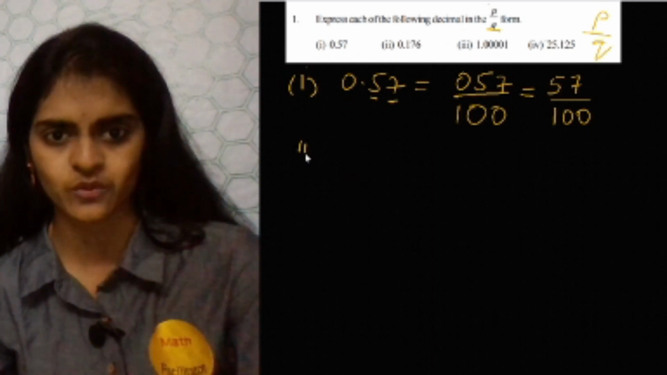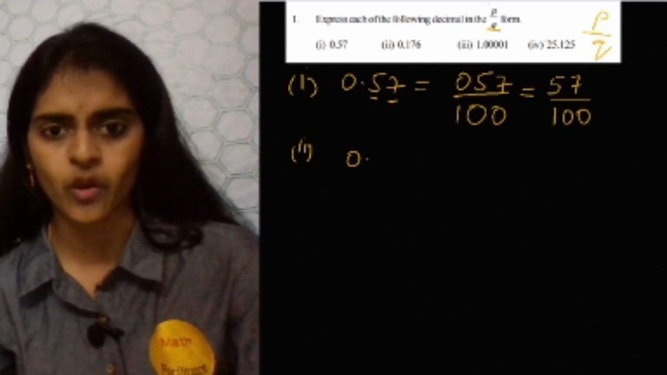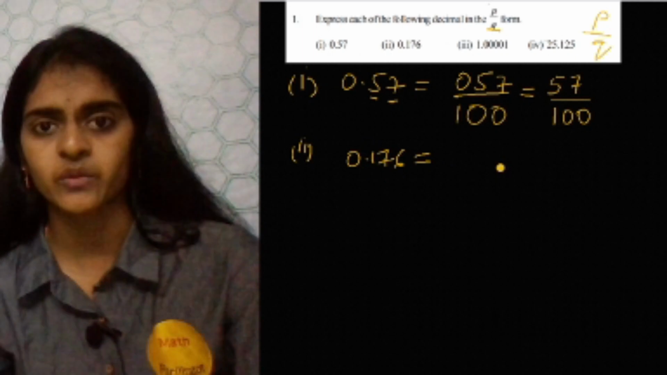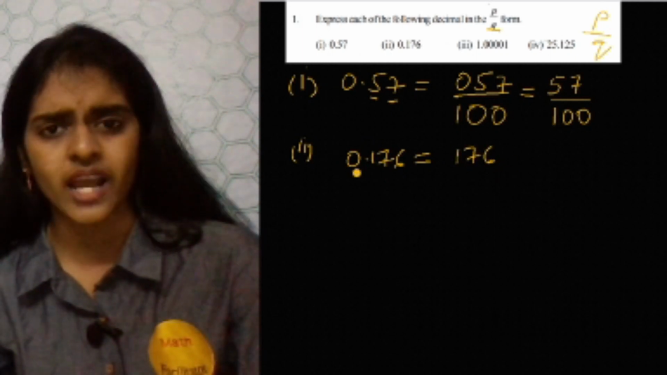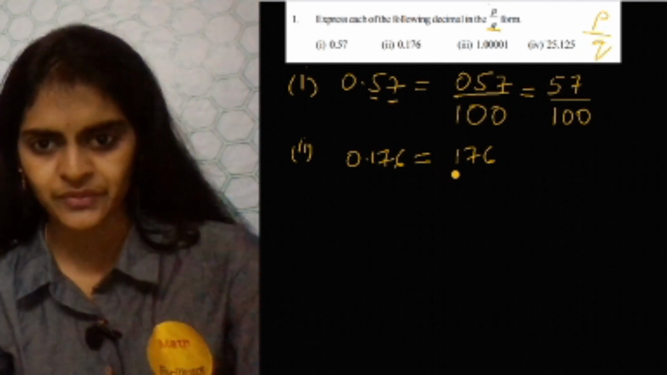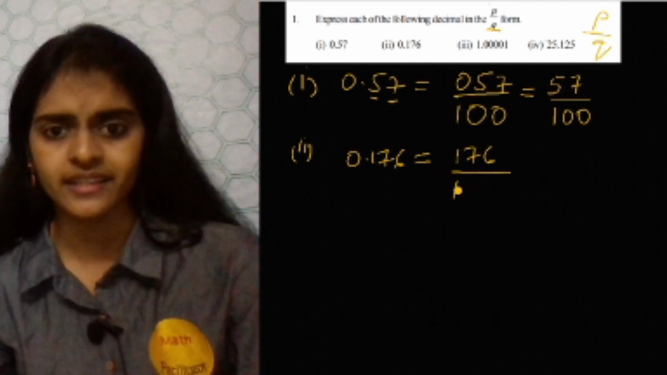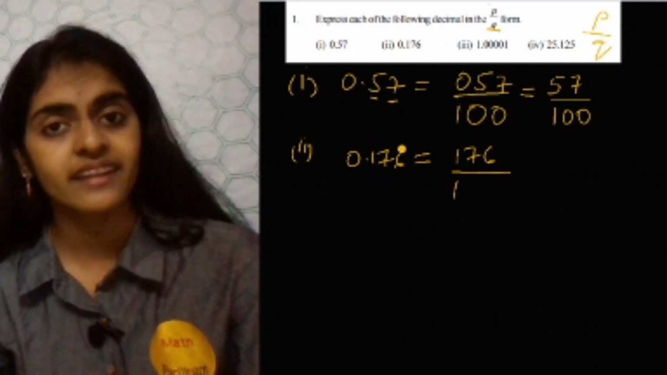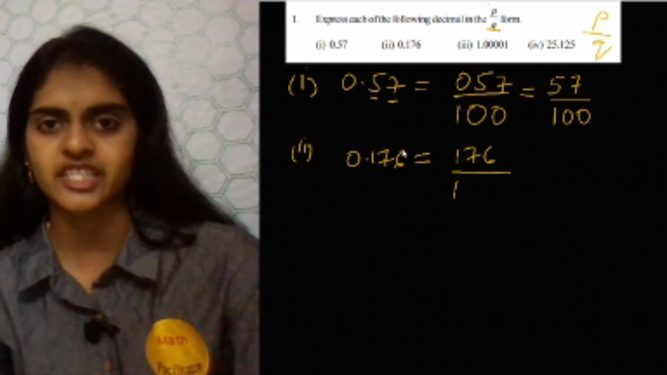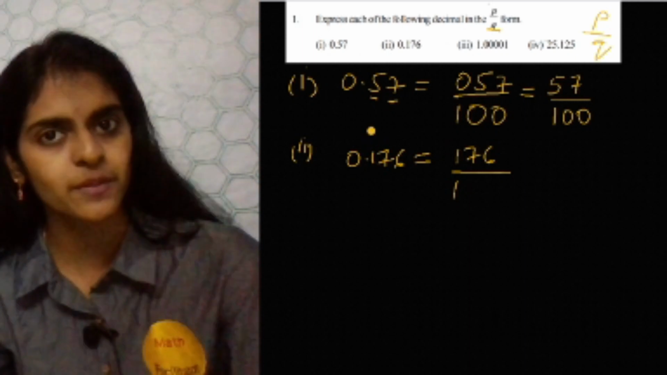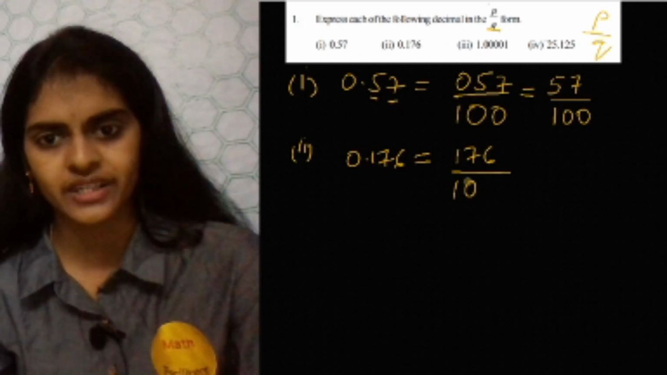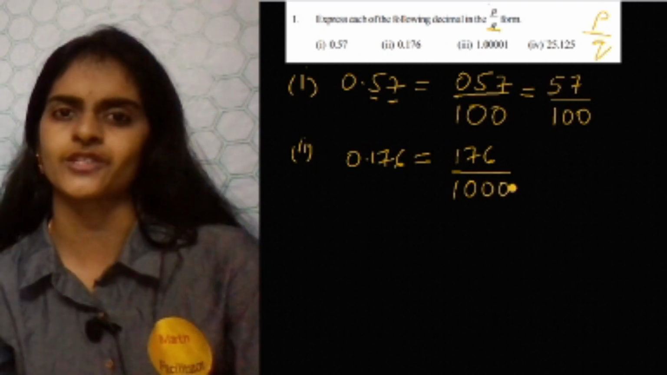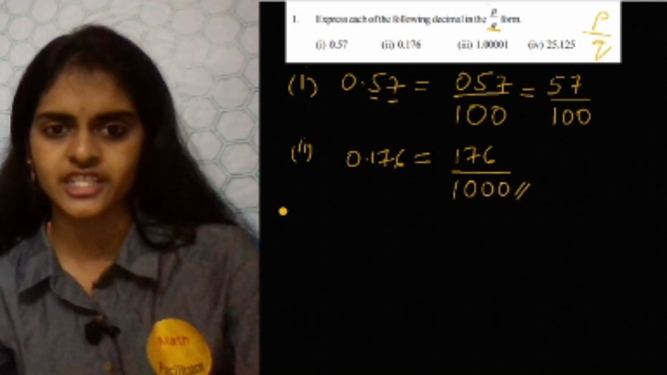Okay, so let us see the next one. You have 0.176. As I said, you will write the entire number without the decimal point. So you write 176. As I said, 0 has no value, so we are not writing it here. Divided by 1 along with how many zeros? The number of zeros is equal to the number of decimal places. Here you can see how many decimal places you have: 1, 2, 3 decimal places. So how many zeros will you write? 1, 2, 3 zeros. Very simple, right?